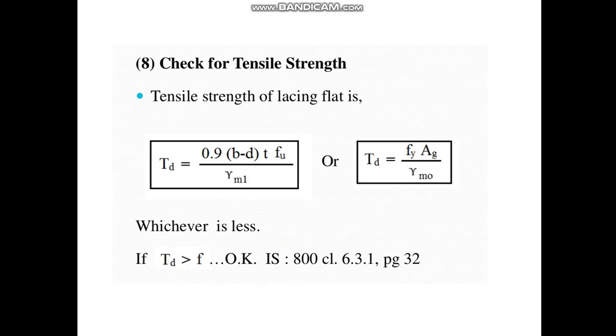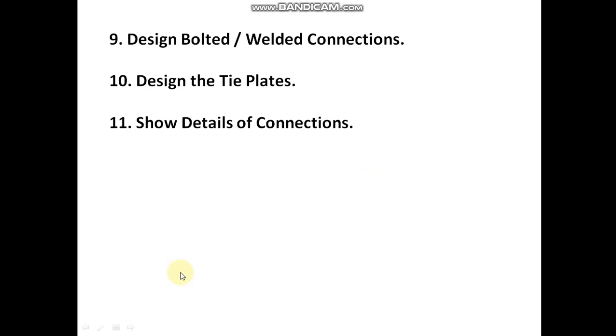In the next step, you go for check for tensile strength. There are two types of tensile strengths. We all are aware of that. One is the value 0.9 (b minus t) into t into fu divided by gamma m1. This is nothing but design tensile strength against the rupture, and Td equal to fy Ag divided by gamma m0 is the design tensile strength against yielding of the cross section. Out of these two values, the least value is to be considered and it is to be compared with the compressive force. If this value is greater than the compressive force, the design is okay.